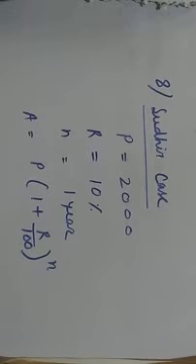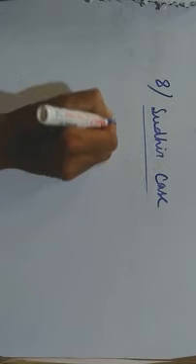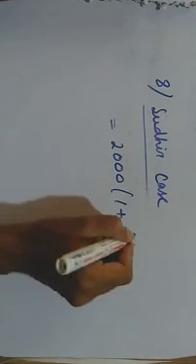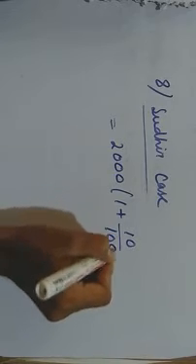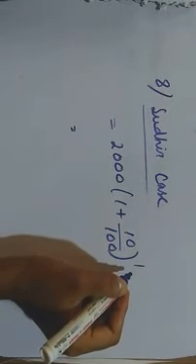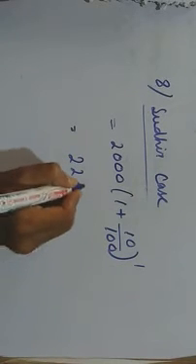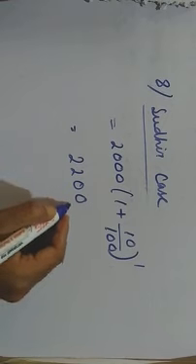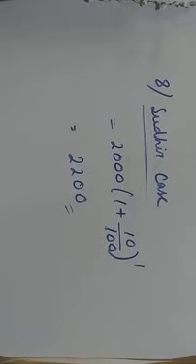So 2,000 rupees, 1 plus 10 by 100, power n. Power n becomes 1. So if you calculate this, you will get 2,200 rupees. This is the Sudhir case. After 1 year, he has to pay 2,200 rupees. Now the Prasan case.